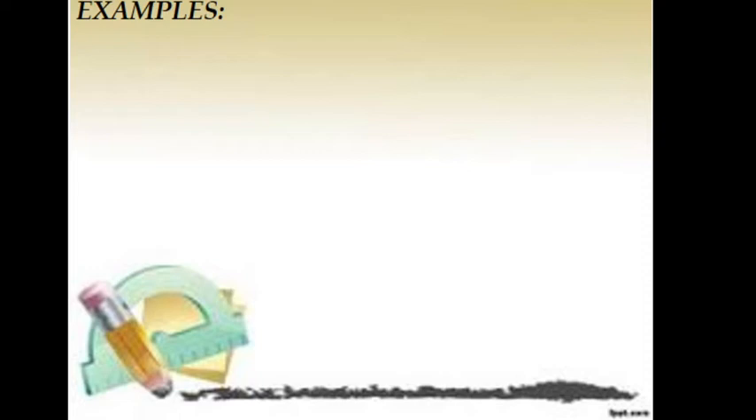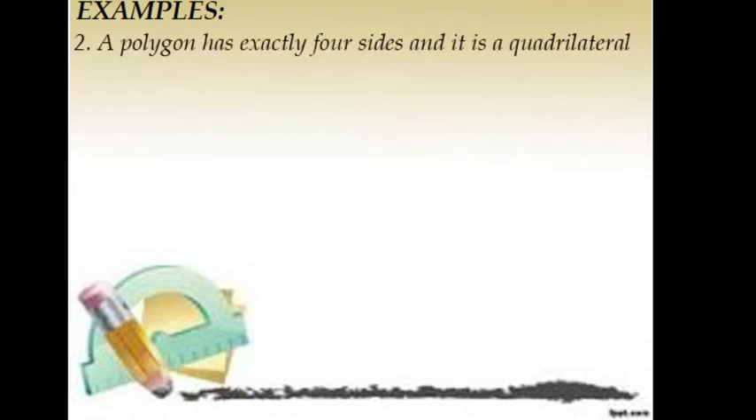Okay, so another example, we have: a polygon has exactly 4 sides and it is a quadrilateral. So, dyan, sa ating second statement, meron ulit tayong word na and. So, yung and, siya na yung naghatid sa statement into two phrases. So, madali na nating magagawa yung kanyang conditional statement.